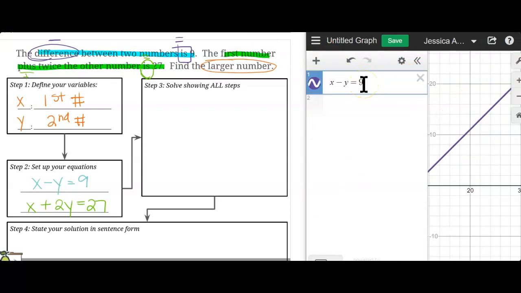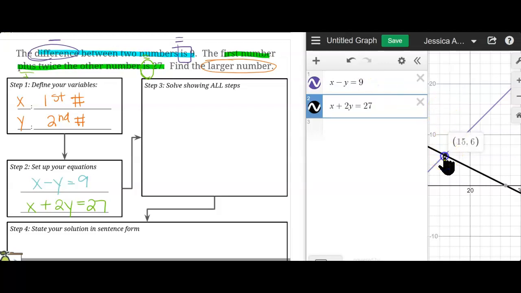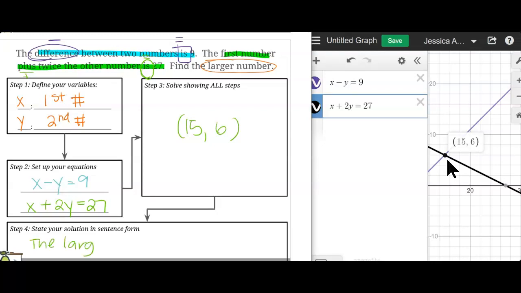x minus y equals 9, and x plus 2y equals 27. And then I'm going to click on the intersection point. So I see that I get 15, 6. They want the larger number, so I will say the larger number is 15.